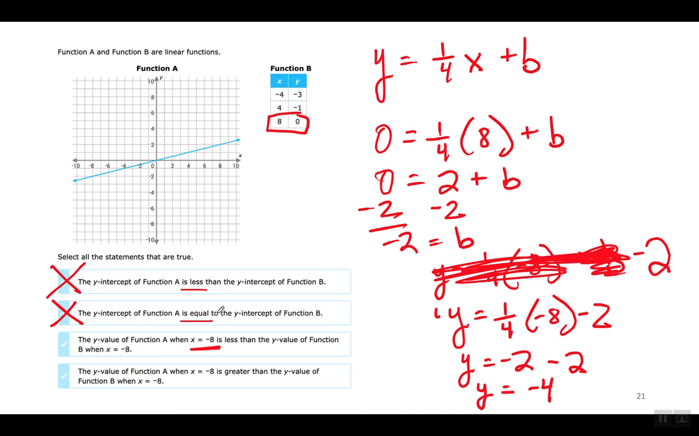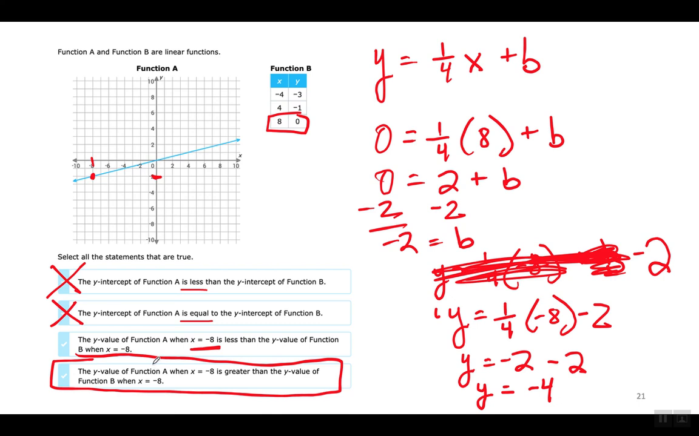Alright, now let's look at the bottom part. Okay, for the bottom part, when they want us to compare the y values when x equals negative 8. So in function B, when x equals negative 8, y is going to equal negative 4. And in function A, when x equals negative 8, y is going to equal negative 2. And negative 2 is greater than negative 4. So the correct answer is the y value of function A when x equals negative 8 is greater than the y value of function B when x equals negative 8.